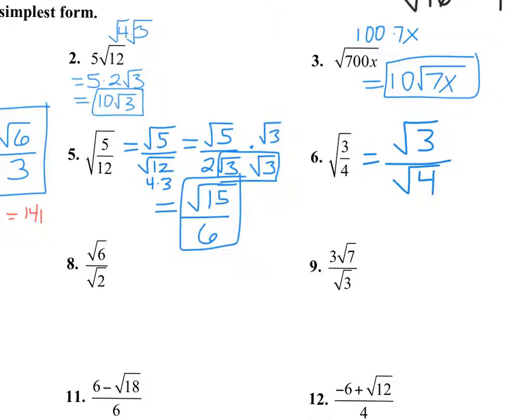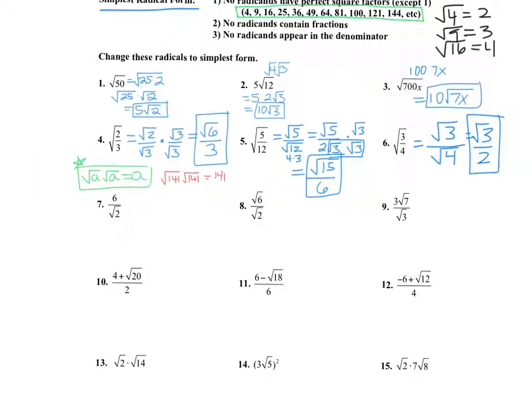Okay, here we go. Rad 3 over 2. All right. Look at that. There was nothing we could reduce, and there it was, and we're done. So there's no fractions in our radical, and there's no perfect squares. All right. That was the first 6.